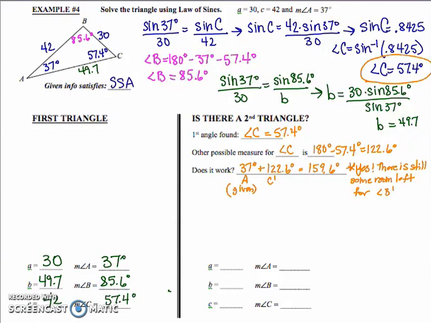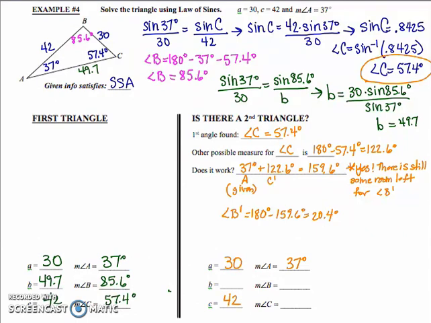We'll call it angle B prime, okay? So then angle B prime would be equal to 180 degrees minus 159.6 degrees, which would be equal to 20.4 degrees. So I'm going to pause right now and I'm going to fill in my information. The information that was given for triangle 1 remains the same for triangle 2. So side A is 30, angle A is 37 degrees, and side C was 42.